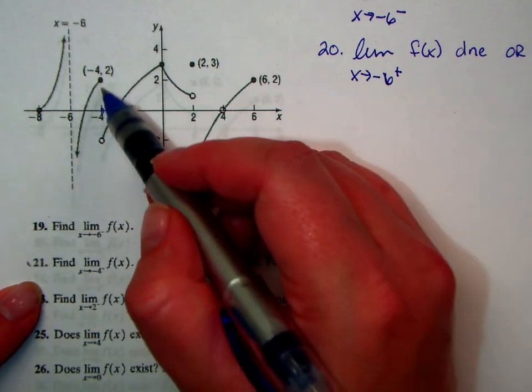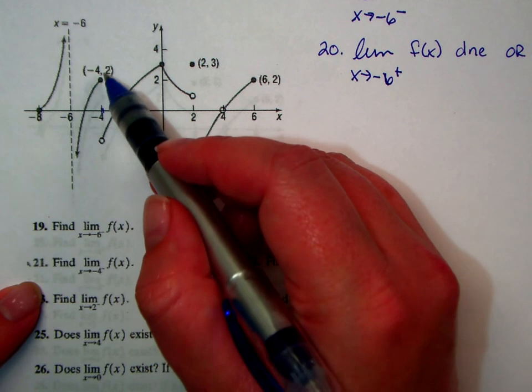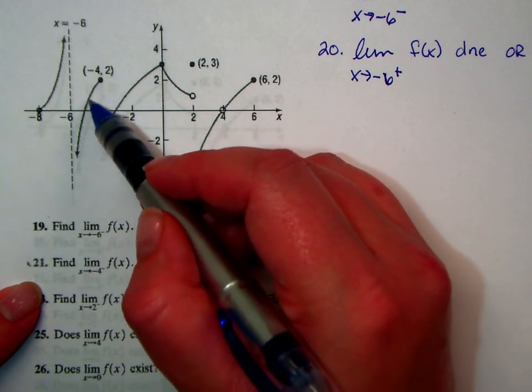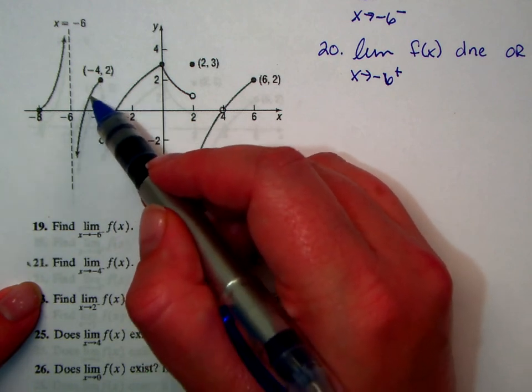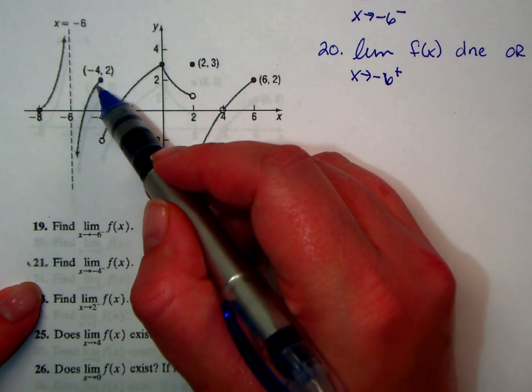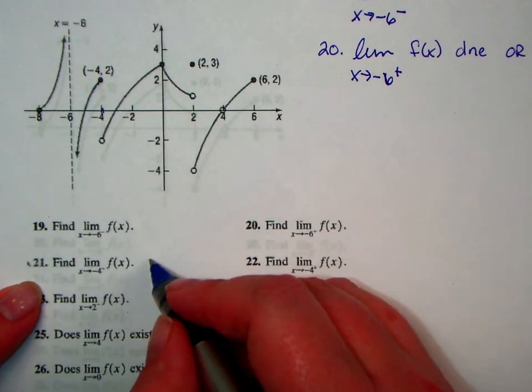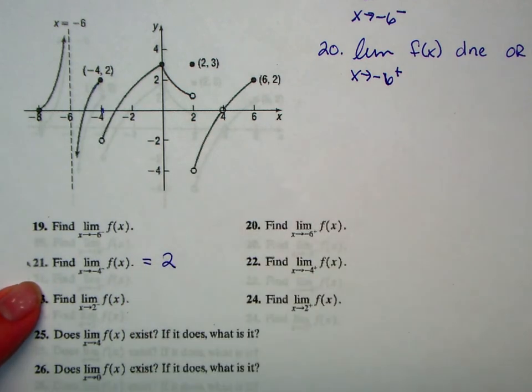Okay, so remember, it doesn't matter what it's doing at -4, just what it's doing close by. So the left-hand limit here is approaching 2. Okay, so we're going to put 2 here. I'm just going to write it down here.